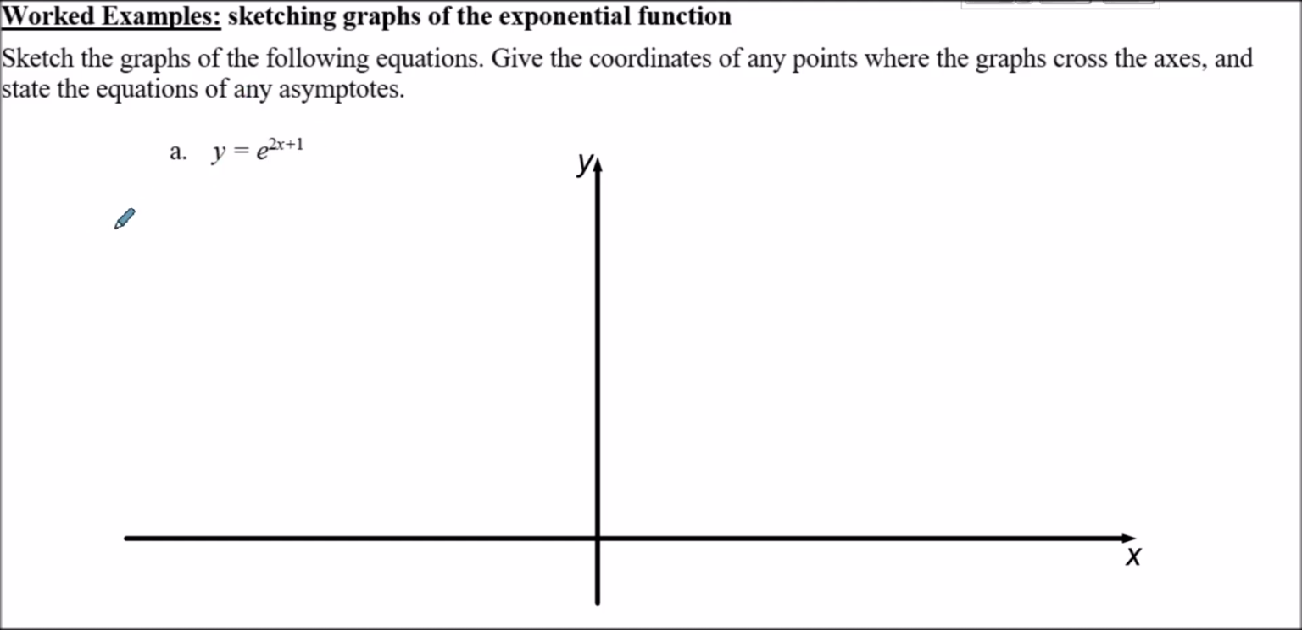The main thing here I'd draw your attention to is when x is 0, when it crosses the y-axis. When x is 0, y is going to be e to the 2 times 0 plus 1, which is e. So it's going to cross at 0, e. And so this is going to be e.